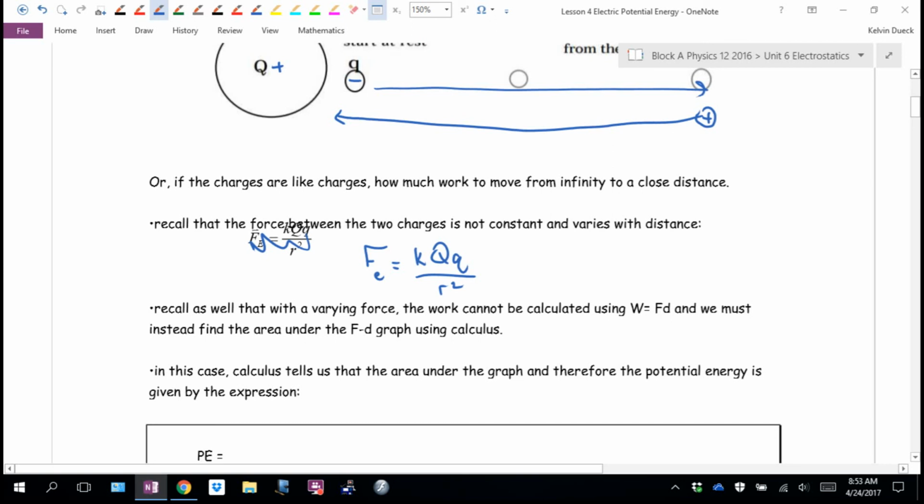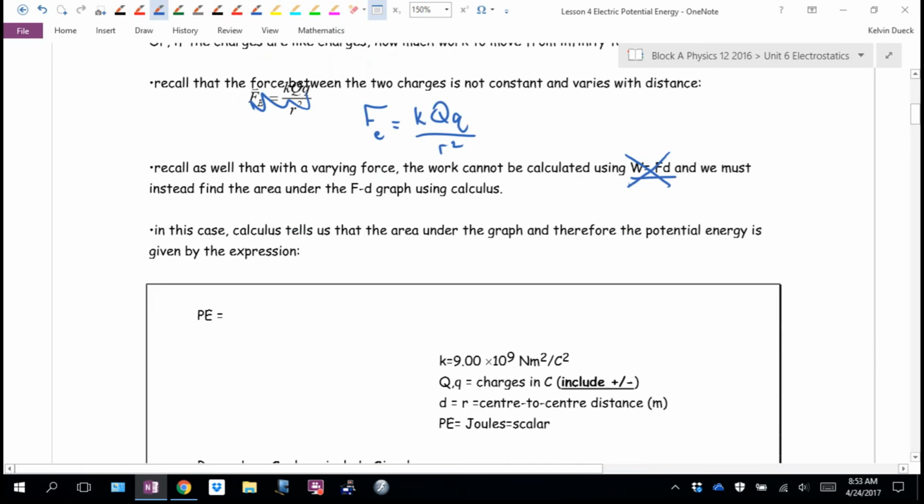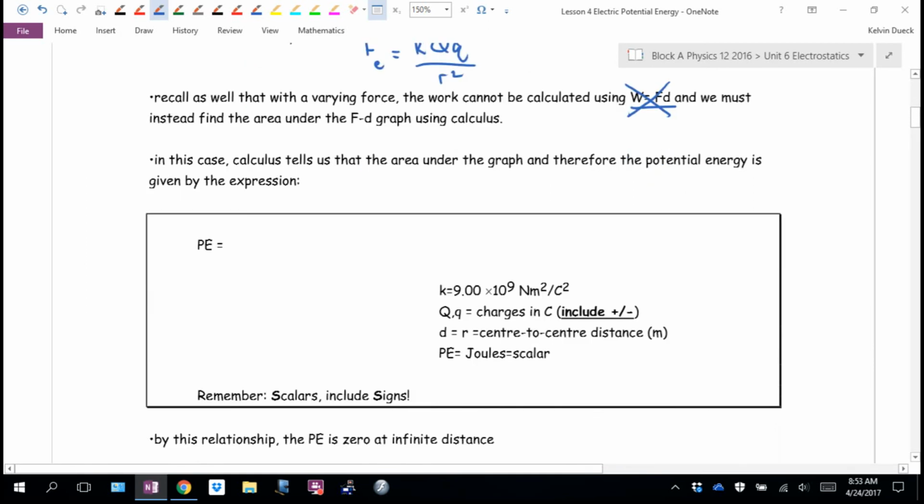And again, Kayla, we can't use force times distance because the force is changing. Instead, we're going to have to find the area under a graph using calculus. You know what? I'm just going to walk you to the same punchline that we did for cosmic potential energy. Potential energy for electricity. Well, how was the cosmic potential energy for gravity related to the force? It was identical, but no r squared, just an r. Right? It's going to be the same thing. k, q1, q2 over r.